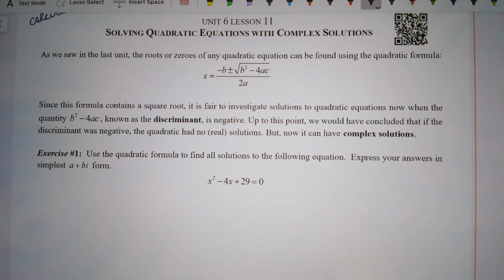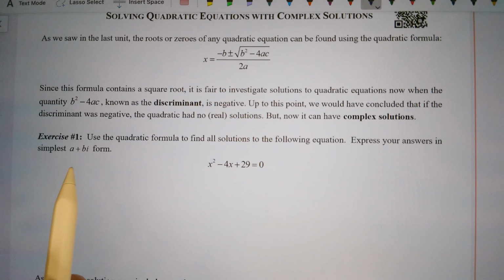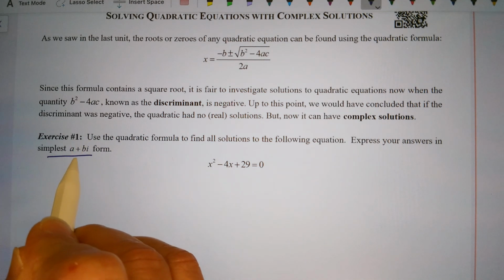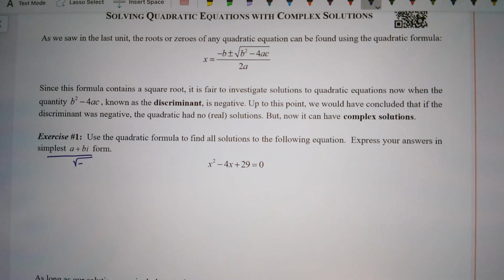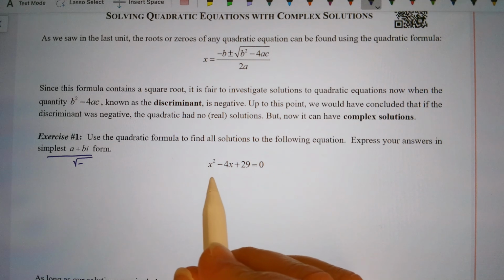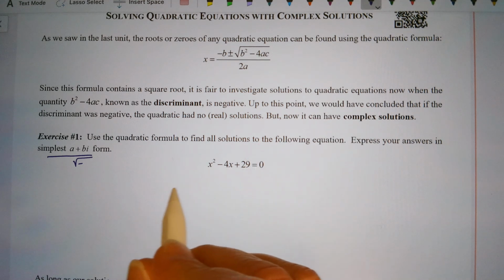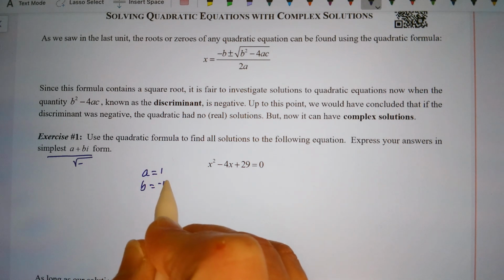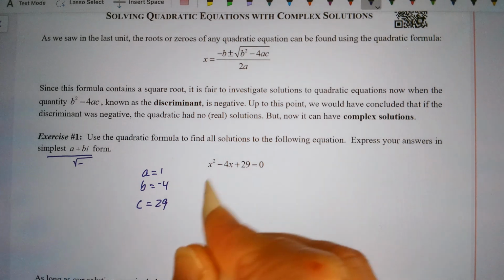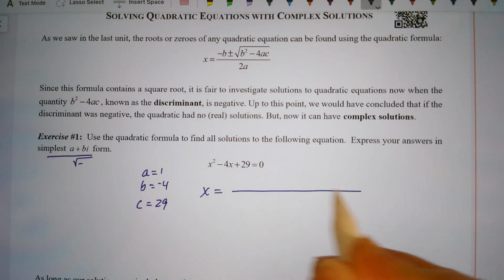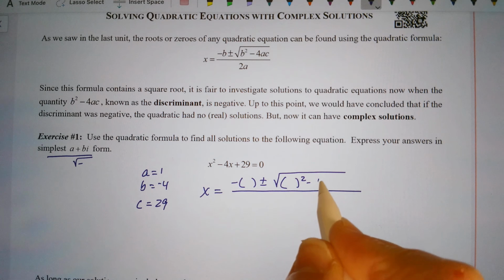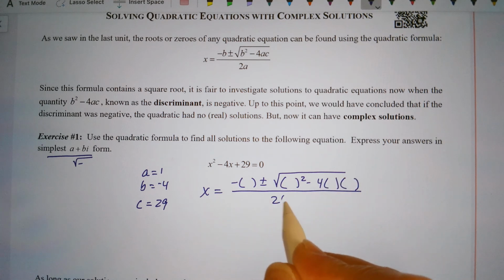Use the quadratic formula to find all solutions to the following equations. Express your answers in simplest a plus bi form. So that's a hint right there telling us that we're going to end up with a negative underneath the square root symbol. Okay, so x squared minus 4x plus 29 equals 0. A is 1, b is negative 4, and c is 29. x equals negative b plus or minus the square root of b squared minus 4ac, all over 2a.